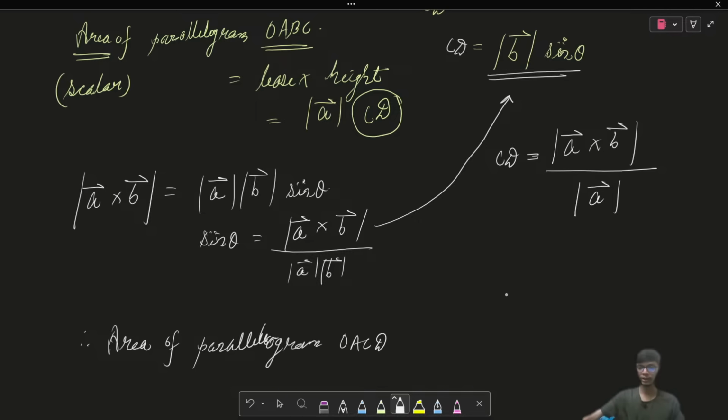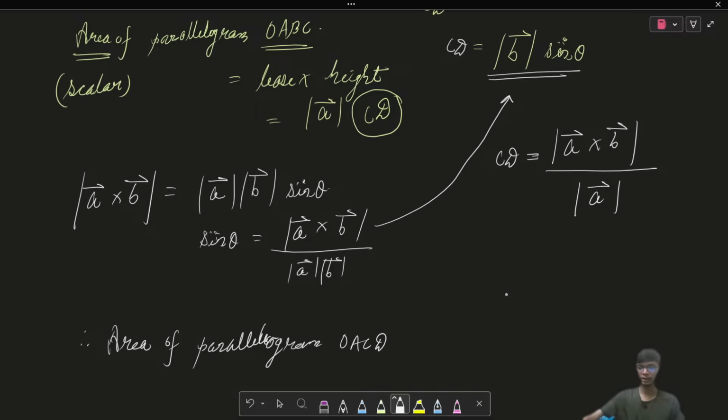Now, by using certain more properties of basic geometry, if I plot a diagonal over here, I divide this entire area into two equal regions, that is, the area of the triangle, right?